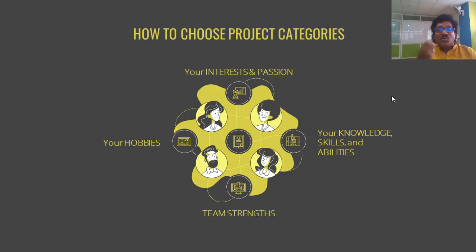Depending upon what are the core strengths of your team, you can choose the project categories that you want to work on. Have you understood this? We have discussed 4 different parameters you have to consider for selection of the appropriate project categories.